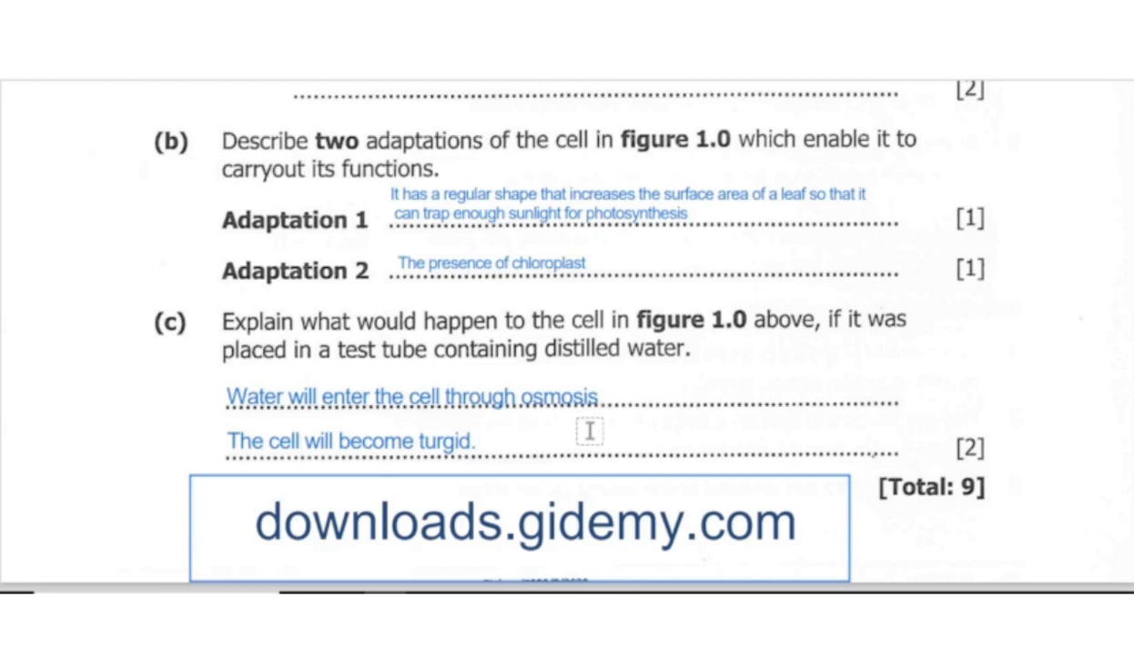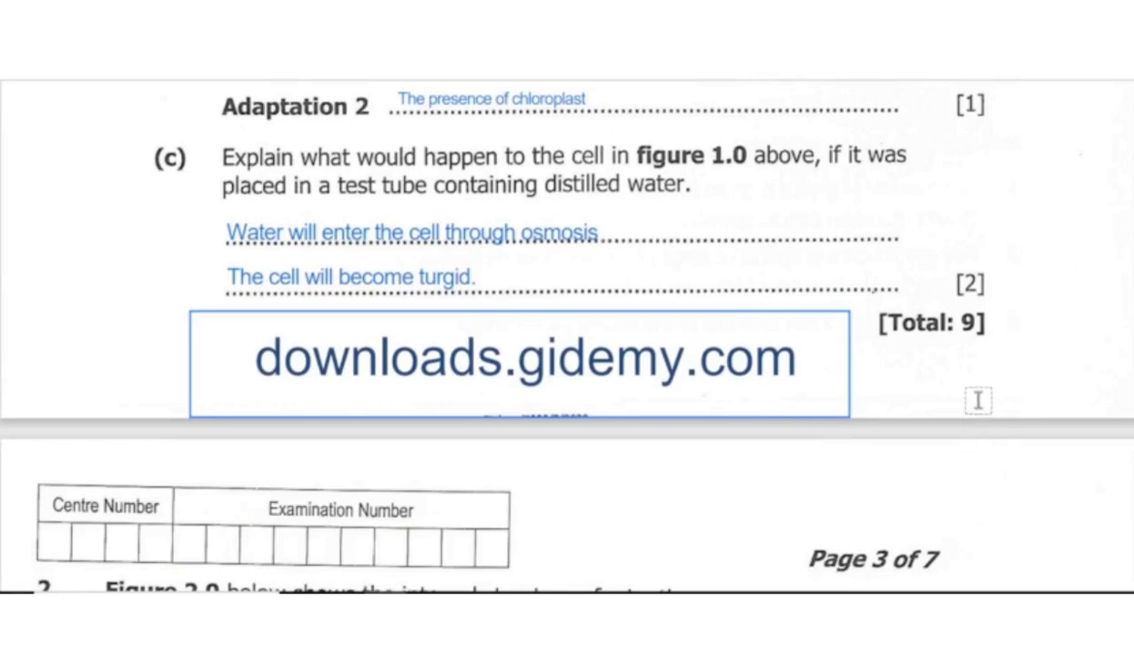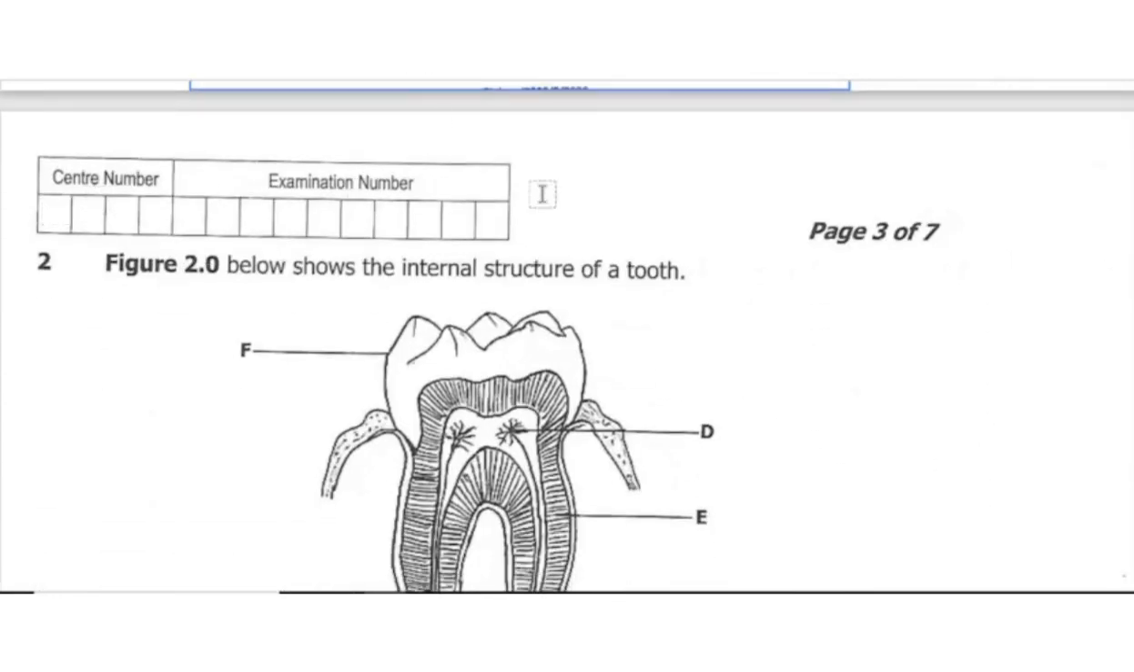If you have got questions, you can ask in the comments section. So basically, if you give these answers, you are going to get the 9 marks for this question. Okay, so we go to question 2. And you should remember that as you are answering questions, you also continue putting your center number and your examination number in these boxes, so that if any paper gets separated from the bunch of papers you have fastened together, they'll be able to identify it easily.